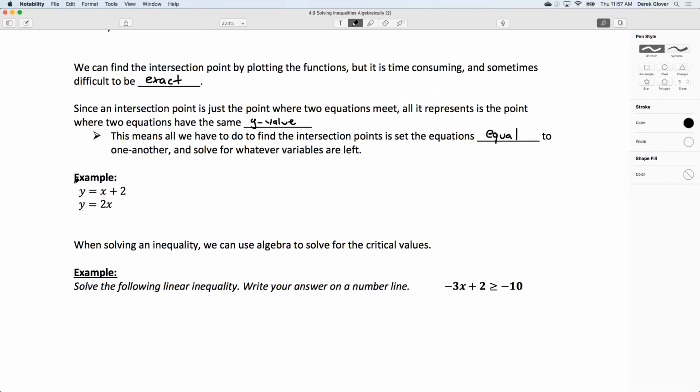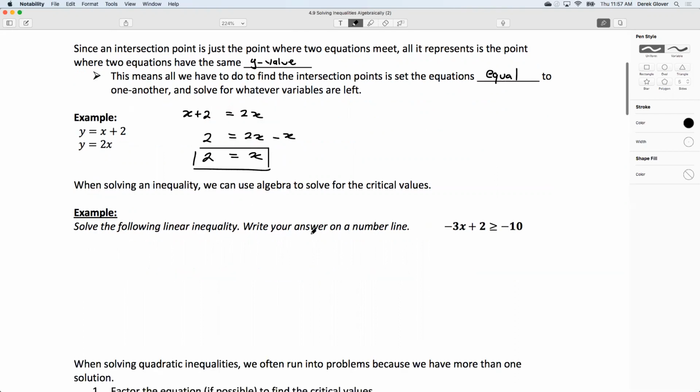So let's say we had this system and we wanted to solve it. We could just say x plus 2 equals 2x. Then we could rearrange the equation and solve for x. We could move the x to one side, so 2 equals 2x minus x, or 2 equals x, and we've got our solution. Now that's what you'd call solving an equation or a system of equations, but what we're doing today is going to be a little different than this.